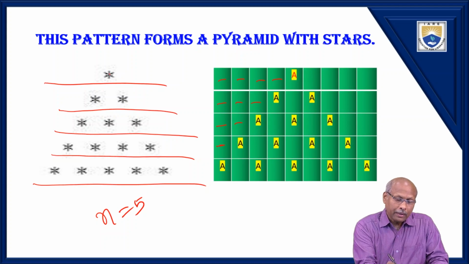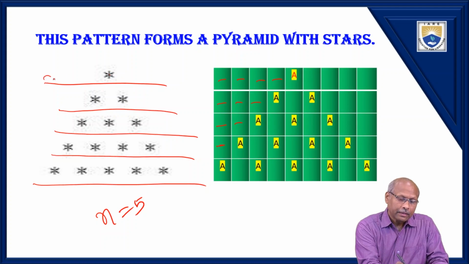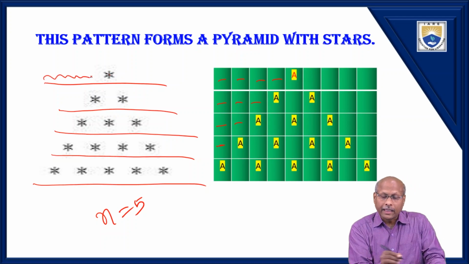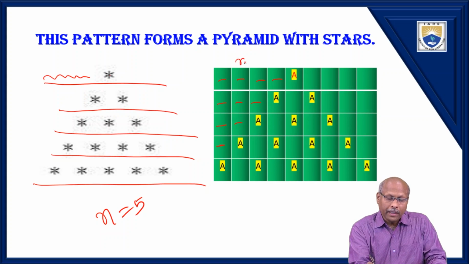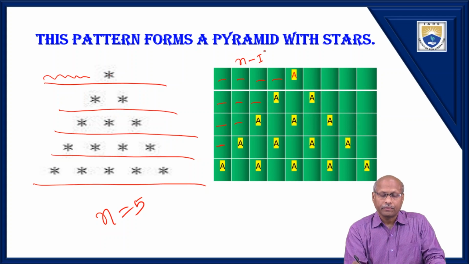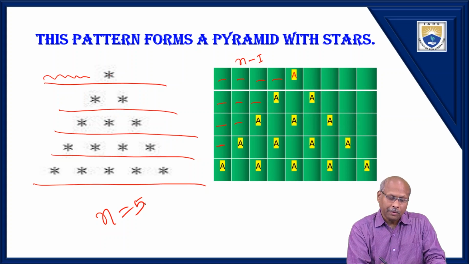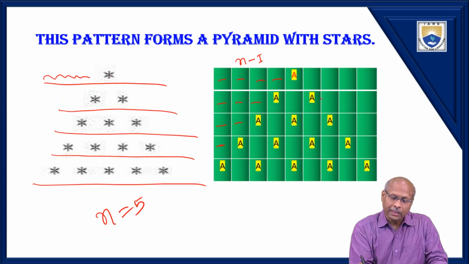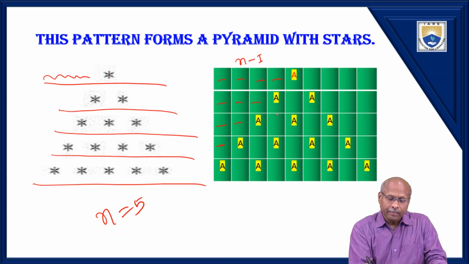Now if you observe here, the first line starts with n minus 1 spaces. That means n is 5, so 5 minus 1, which is 4 spaces. When you come to the second line, that is n minus 2. N is 5, 5 minus 2, that means 3 spaces.